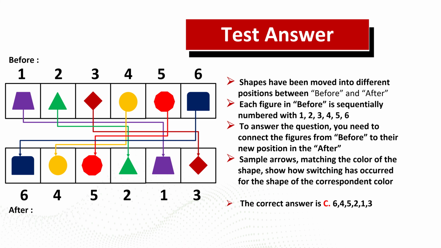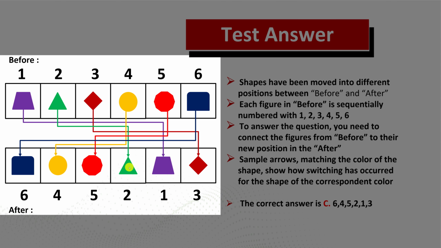To solve this challenge, you need to trace the position of the object from the before to after. For example, if you look at the green triangle, you will see that the green triangle was in position 2 before, and after the switching moved into position 4. In general, these types of questions are not very challenging. The challenge becomes that you have limited time and you need to do all of this exercise mentally.